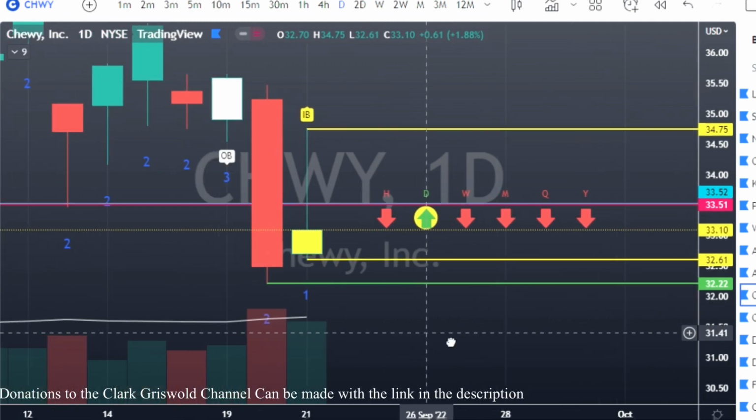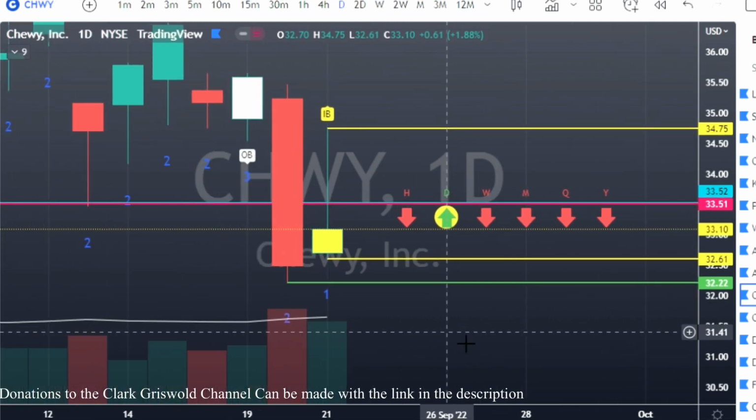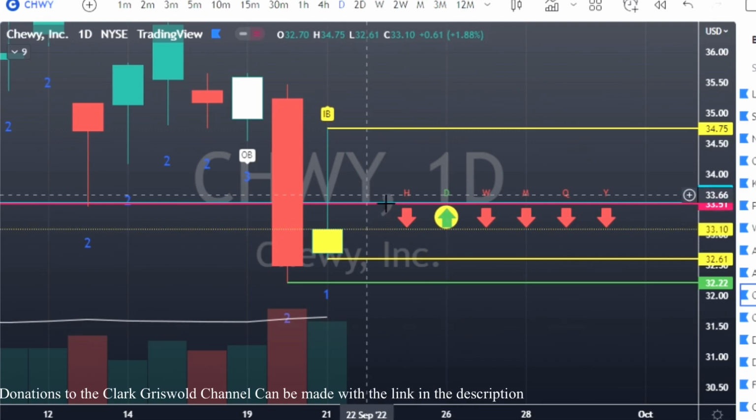We know what it should do, or what it probably should do. That's where probability comes from. We think and we know what it probably should do, but it doesn't always do it. So we play the probabilities, and when we go into force, we can jump in on that trade and try and get some profit out of it.